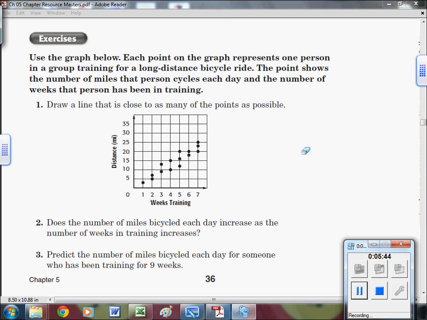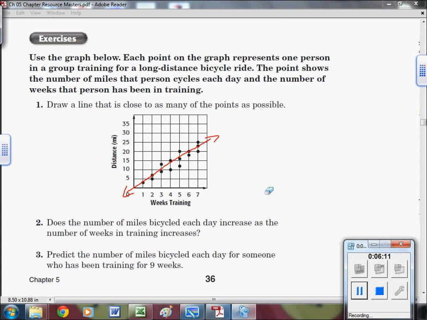So our first question says, draw a line that is close to as many of the points as possible, meaning it's asking for the line of best fit, or that trend line. So do your best to draw a line that goes down the middle of your data points. So I'm looking at that one, and I see on this side I've got 1, 2, 3, 4, about 5 dots on that side. On this side I got 1, 2, 3, 4, 5, 6, 7, about 7 dots on that side. So I'm going to make a small adjustment to mine.